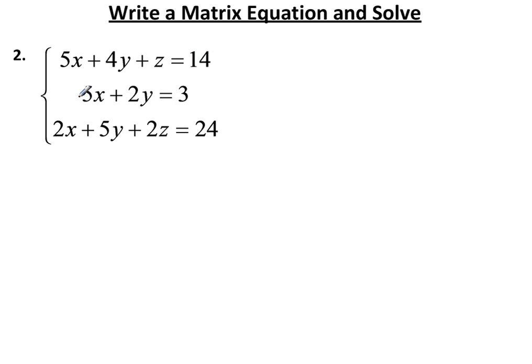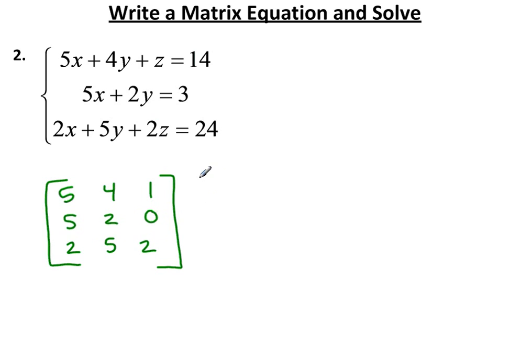Okay, let's make sure the x's, y's, z's equal a number. X, y, this one actually has no z's, equals a number. X, y, z equals a number. So it's already lined up. So what I'm going to do is take the lead numbers. So 5, 4, and there's a 1 in front of this z. I have a 5 in front of x, a 2 in front of y. And if I have no z's, that means I put a 0. I have a 2, a 5, a 2.